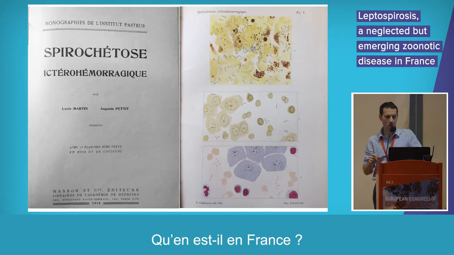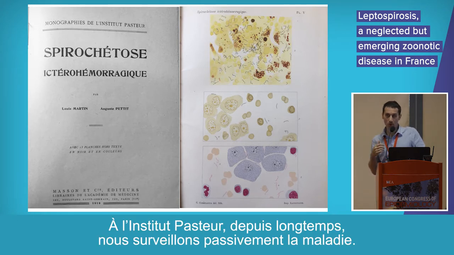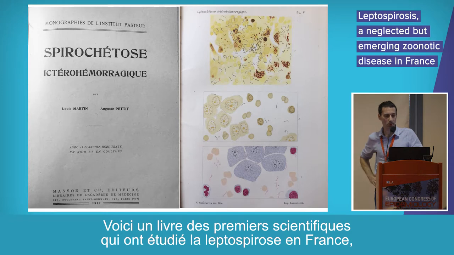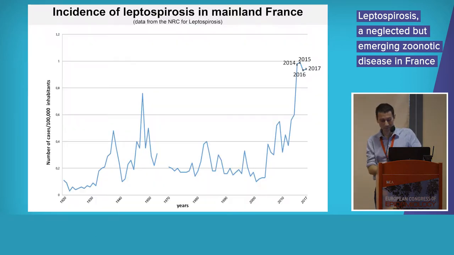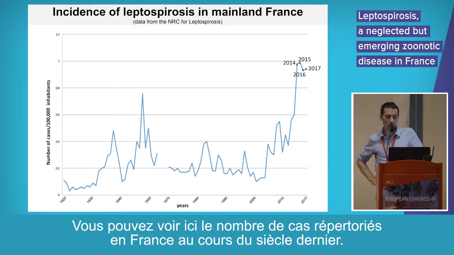So what about the situation in France? At the Institut Pasteur, we have a long history of passive surveillance of the disease. Here is a book from the first scientists who worked on leptospirosis in France, Louis Martin and Auguste Petit, from 1919, just after the First World War. As you can see here, the number of cases in mainland France in the last century.